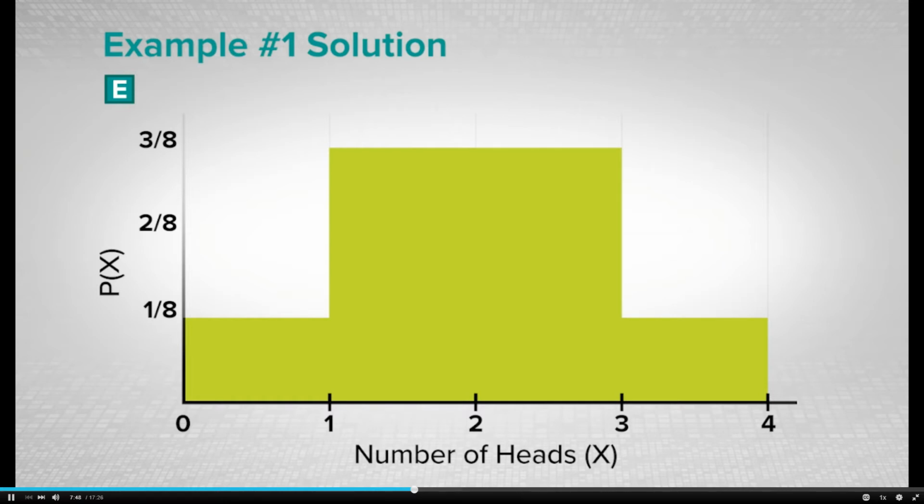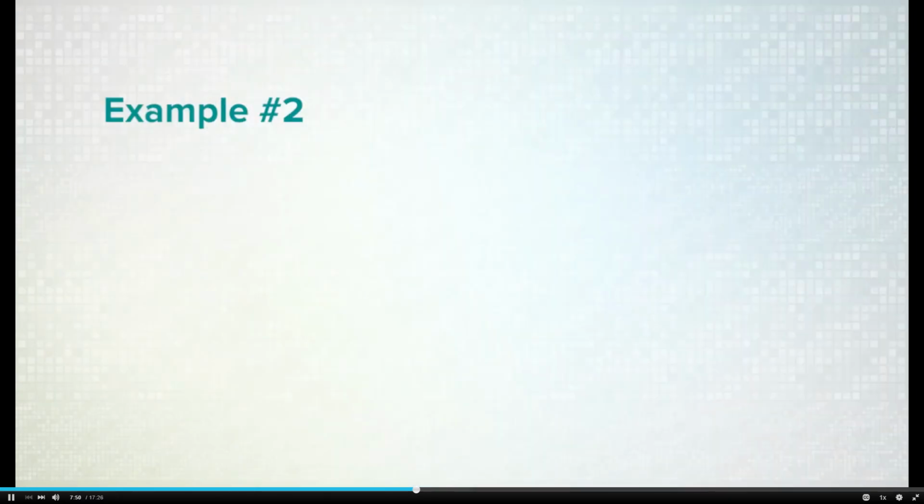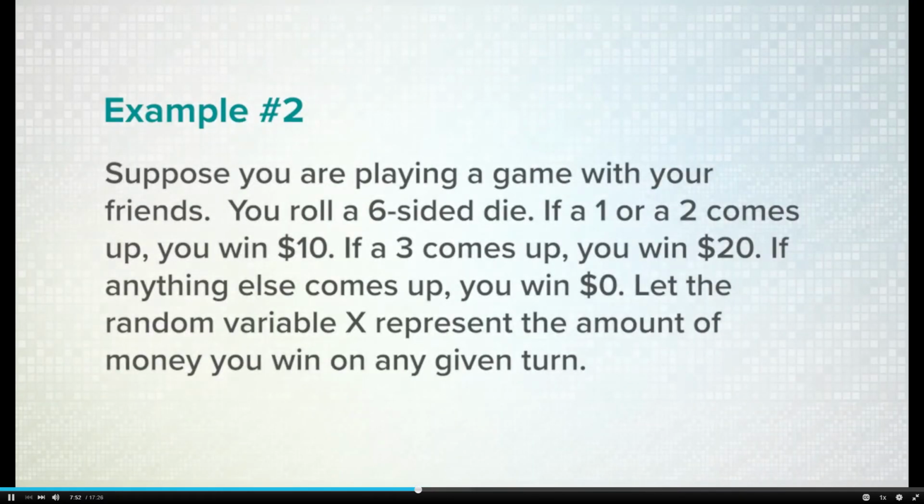Now let's try another example. In example number 2, suppose you are playing a game with your friends. You roll a 6-sided die. If a 1 or a 2 comes up, you win $10. If a 3 comes up, you win $20. If anything else comes up, you win $0. Let the random variable x represent the amount of money you win on any given turn.